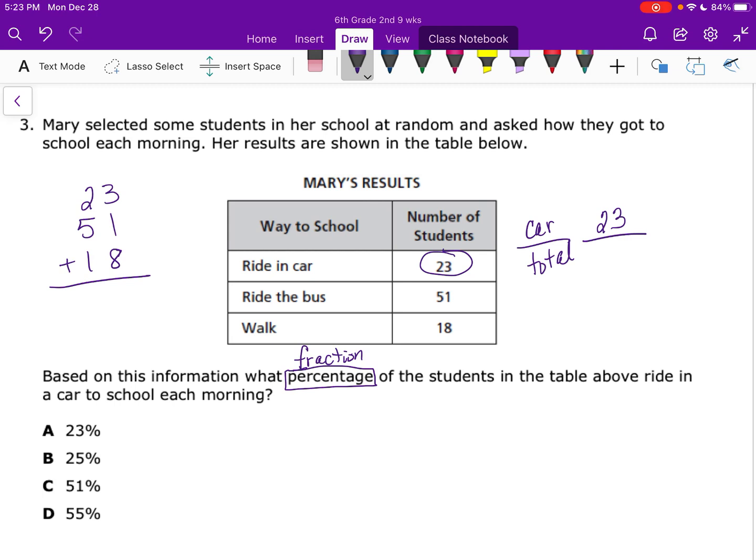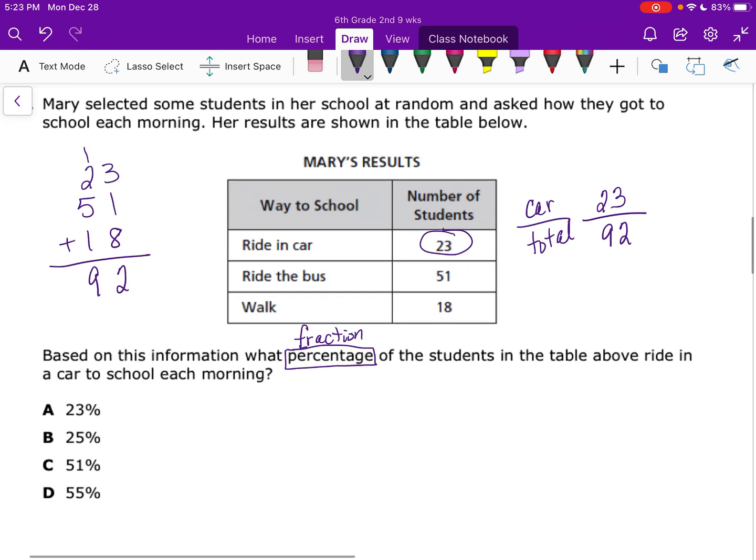3 and 1 is 4, plus 8 is 12. And then 7, 8, 9, so 92. Ooh, this is going to be some dividing. All right, and so it's going to be 23 out of 92. It's going to be close to 23% because 92 is close to 100. Okay, so that probably means we can eliminate 51 and 55, right? Because it's got to be close to 23% because 92 is close to 100. All right, so let's divide it and see.